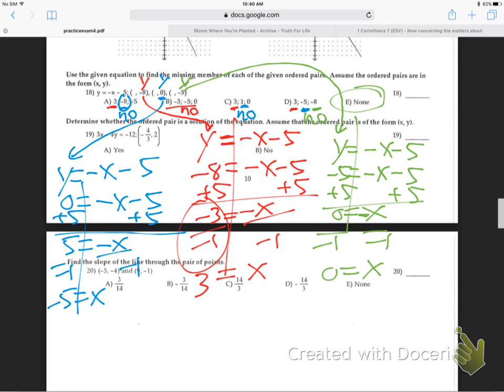Does everybody see what I did there? I took each of those Y values and plugged them into the equation, solved for X, and we're supposed to get 3 X's. The 3 X's I got, well, I did it in the wrong order, didn't I? It's 3, negative 5, 0. And so none of those were right. So it was none of the above.